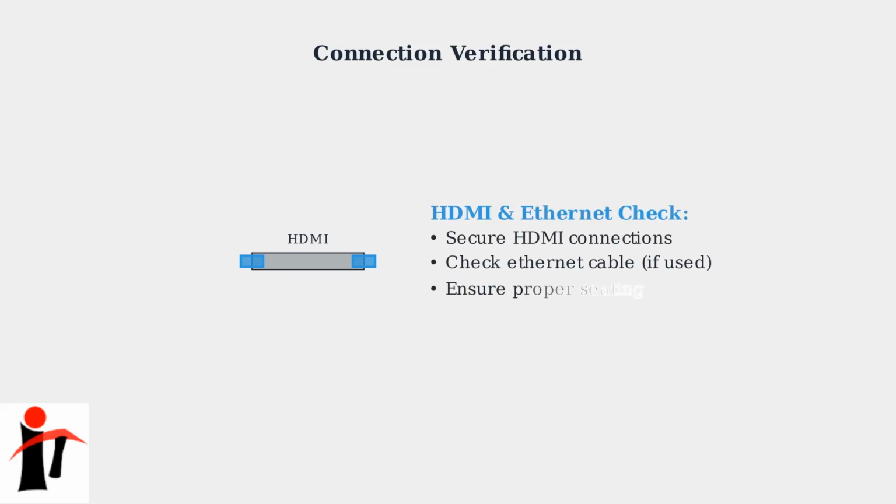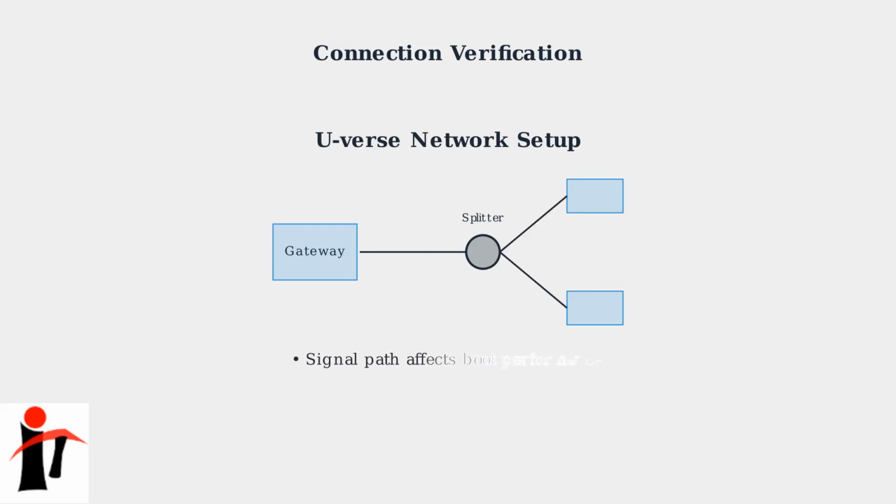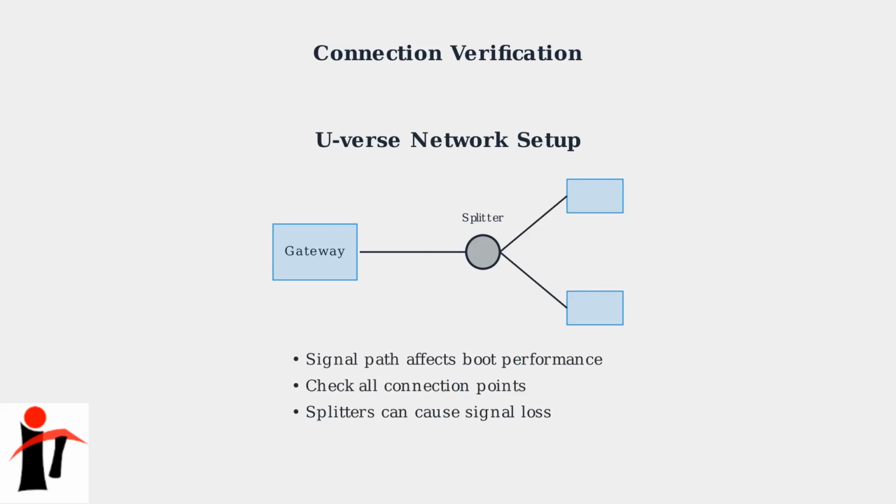Ensure they are finger tight plus a quarter turn for optimal signal transmission. Next, verify your HDMI connections are secure. A loose HDMI cable can cause display issues that may contribute to boot problems. Also check Ethernet cables if your receiver uses IP connectivity. Understanding your complete Uverse network setup helps identify potential connection issues.